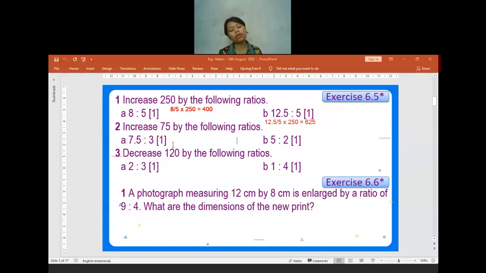Now let us continue to question 2. Increase 75 by the following ratio. So, sorry, Brigita, are you telling me something, or Mike? 185. 185. What did you get? Can you tell me the steps? 87.5. Oh, 87.5. Sorry, I could not hear it properly.